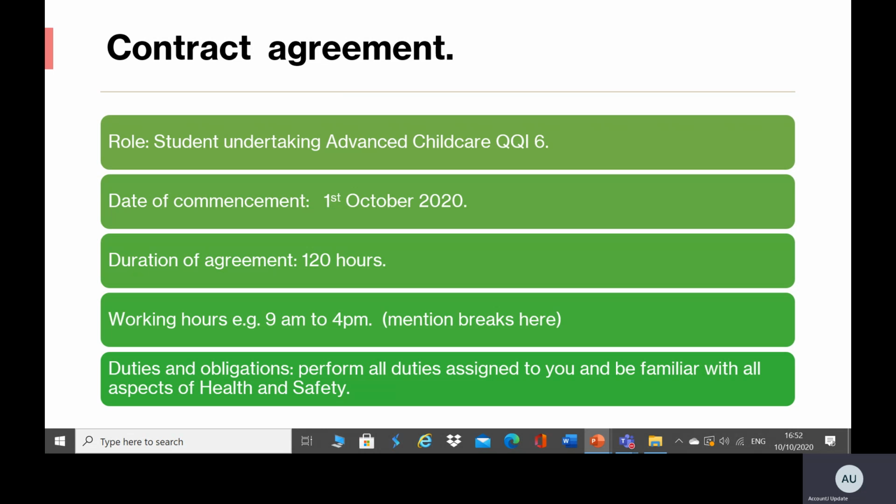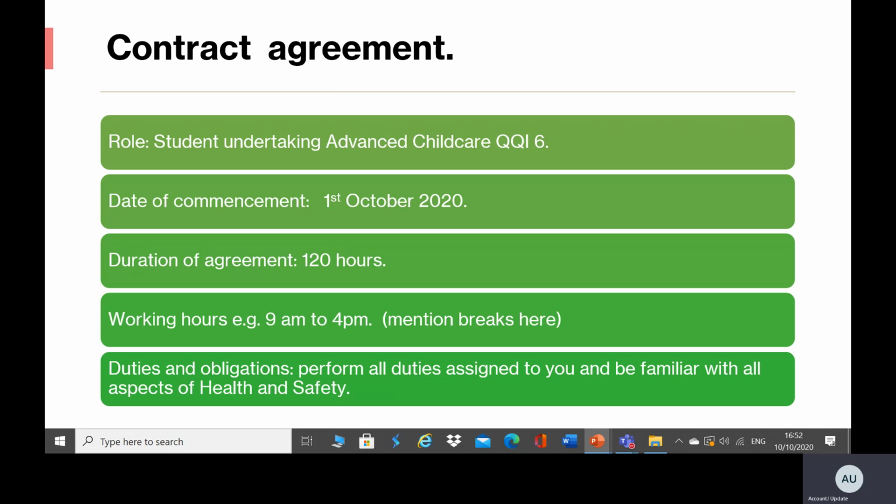The duration of your agreement is for 120 hours because that's what you have to do. It's 120 hours plus 30 hours tutoring. Now, we're not doing 30 hours tutoring this time, but it's still 120 hours, so that's the way it is. Working hours, 9 a.m. to 4 p.m. So whatever your working hours are, they mightn't be 9 a.m. to 4 p.m. in your setting or your school, and then you will say with a break for lunch for 30 minutes between 12 and 12:30, and maybe a coffee break in the morning between 10:50 and 11 a.m.